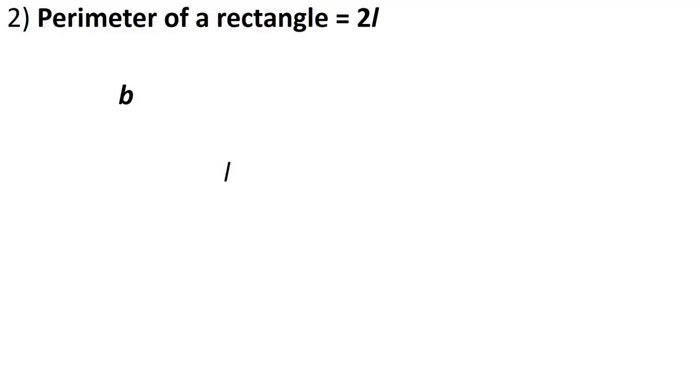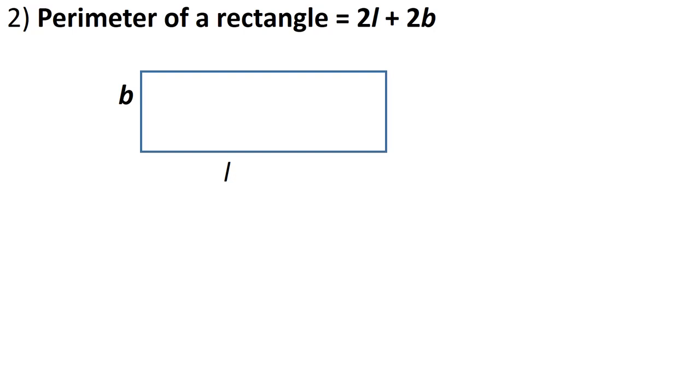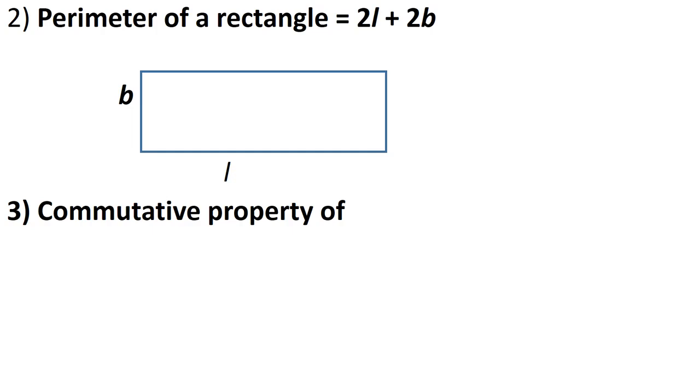Now see, second is the perimeter of a rectangle. It is 2l plus 2b. Why 2l plus 2b? Because 2 times we have length and 2 times we have breadth. So we are adding l plus l plus b plus b, that is 2l plus 2b.